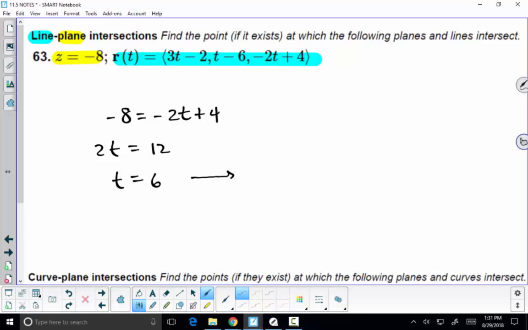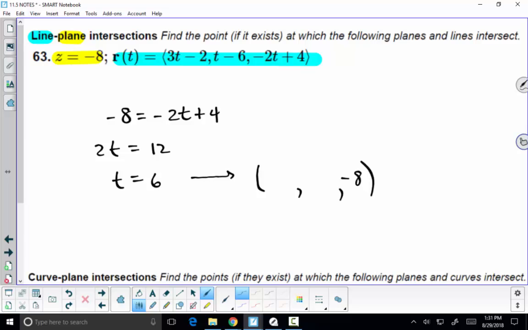But it could be going through the plane in lots of different locations with respect to x and y. So now we need to figure out what x and y are. We go back up and plug in. That tells us we definitely go through the plane. Now we just have to narrow it down. What is the exact point that we're passing through the plane at?